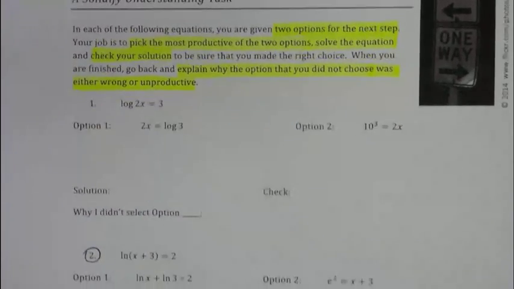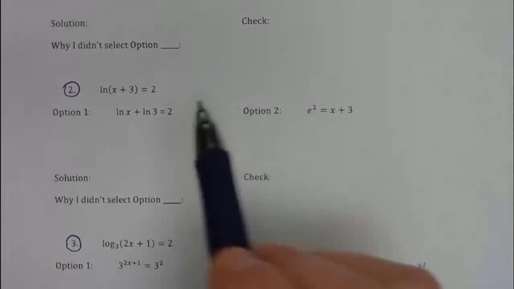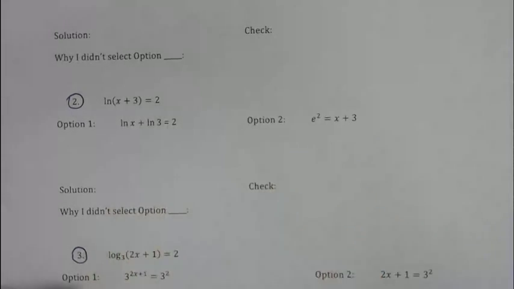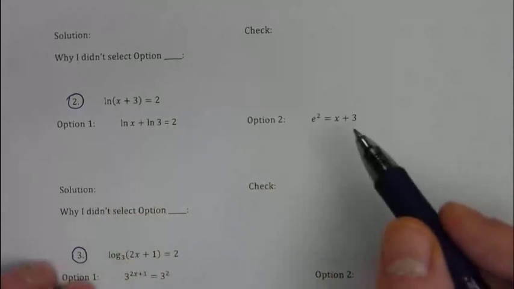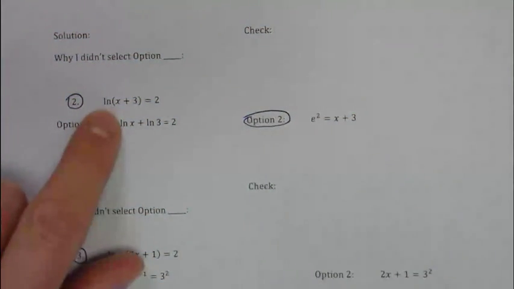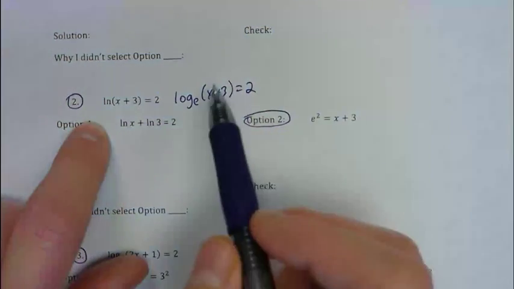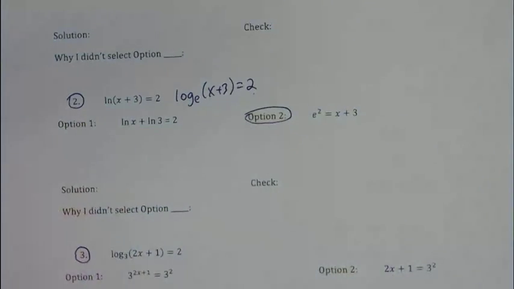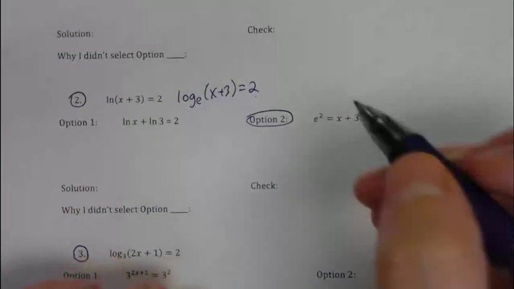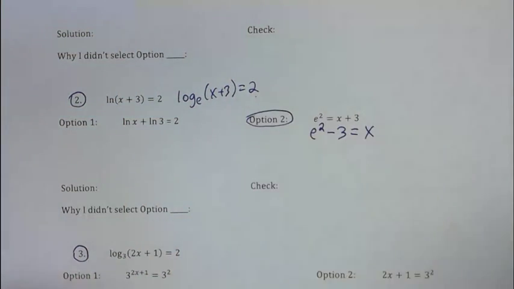So the first one we're going to try right now is number 2. Our equation is the natural log of x plus 3 is equal to 2. The option we're going to choose is option 2, because we have natural log, so our base is e. It's like we have log base e of x plus 3 equal to 2. So we'd be doing e squared equals x plus 3, which is what option 2 is. So I would just need to do e squared minus 3 to find x.